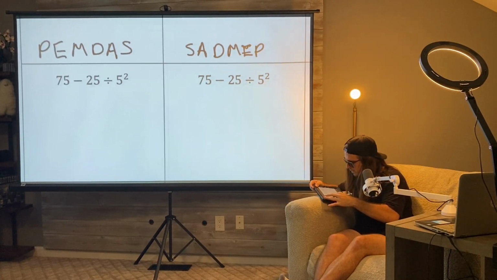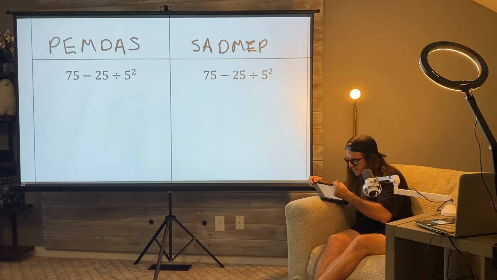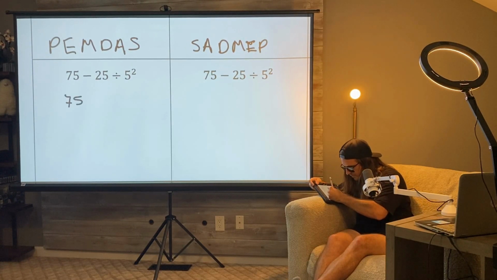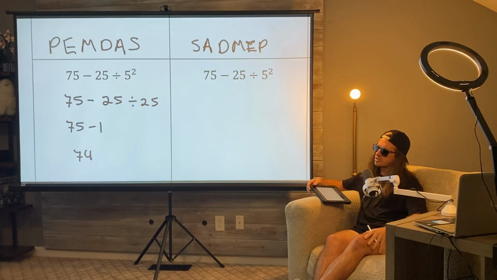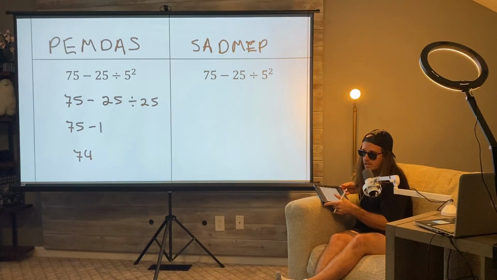All right. So if we do this according to PEMDAS, we need to do the exponent first. This would be 75 minus 25 divided by 25. And then we would need to divide, so this would be 75 minus 1. Finally, we can subtract for an answer of 74. That is the correct answer.